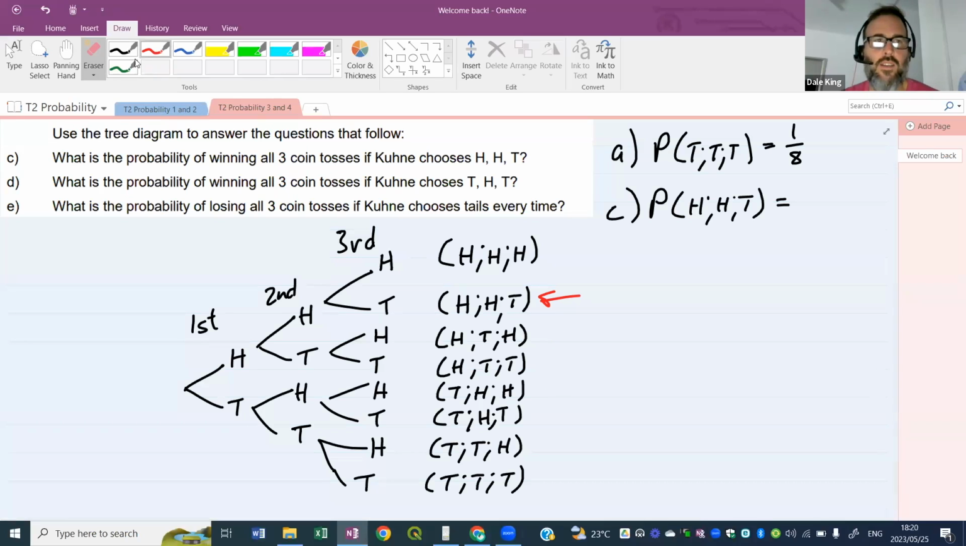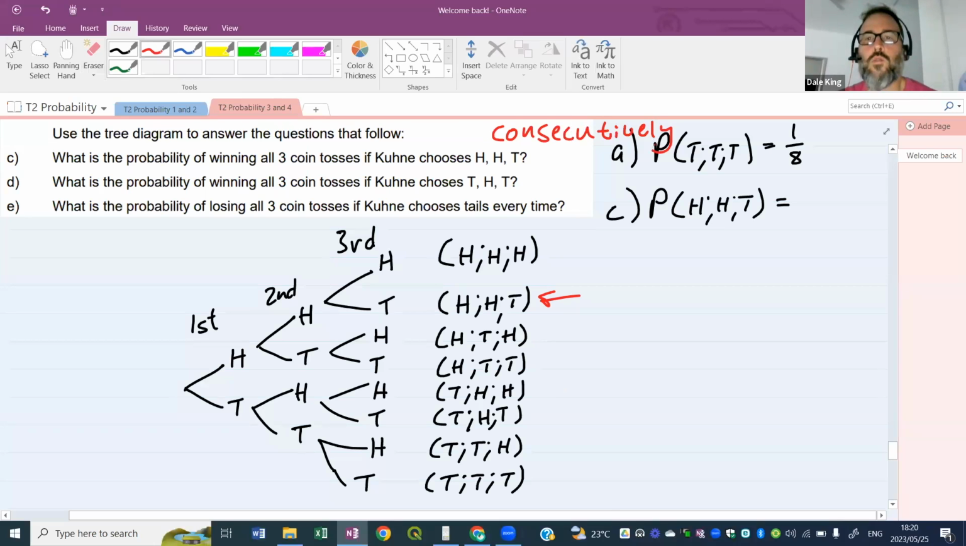In the exam, the examiner has to be specific. So they will either say in any order, or they'll say, what is the probability of winning all 3 coin tosses if he chooses HHT consecutively? They might even use the word consecutively, which means one after the other in that order. Okay, let's pretend it is consecutive. Let's be specific for them.